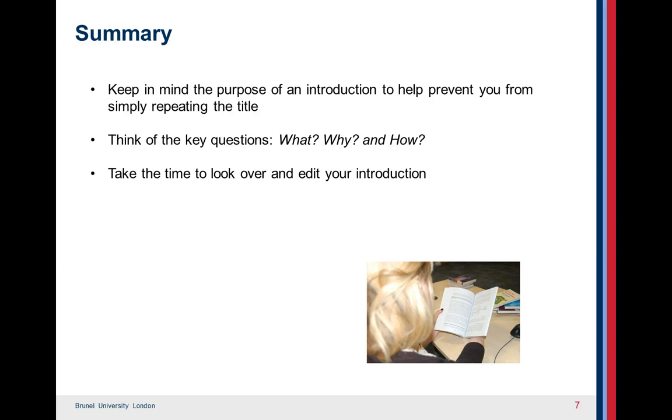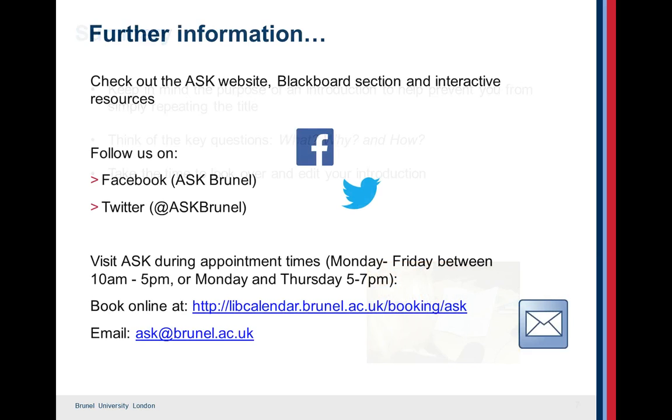In summary, keep in mind the purpose of an introduction to help prevent you from simply repeating the essay title. Think of these key questions: what, why, and how, and remember to take the time to look over and edit your introduction. For further information, check out the Ask website and our online resources.